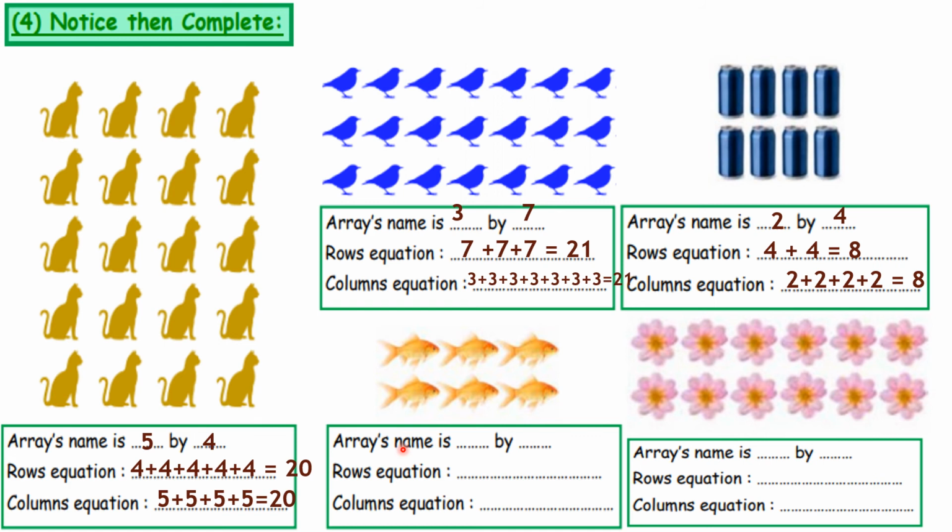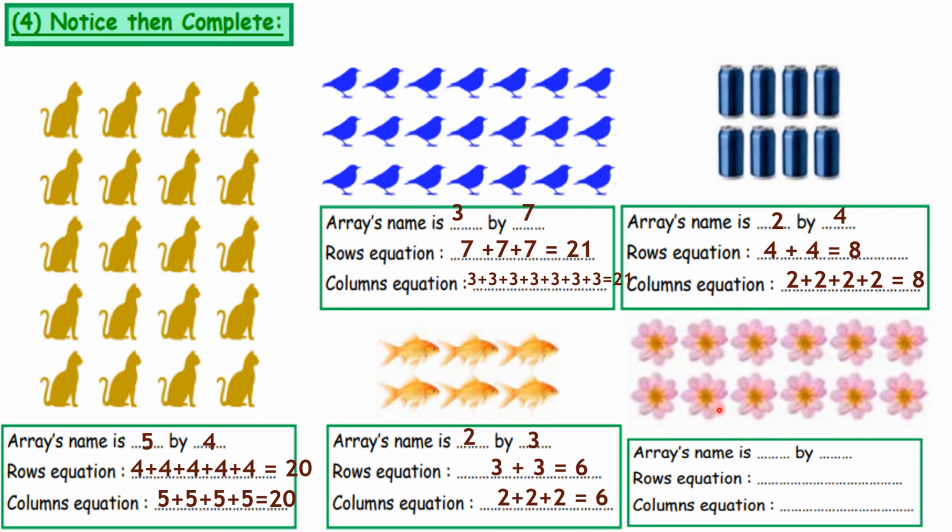Now it's easy and simple for me, so I want you to solve it by yourself. You have here how many rows? Let's count. Yes, it's 2 rows. How many columns? Yes, it's 3 columns as we counted. So, what is the rows equation? Yes, from what we said, it's 2 rows and each row has 3, so it's 3 plus 3 gives me 6. And the columns equation here, very good, we have 3 columns, each column has 2, so it's 2 plus 2 plus 2 gives me 6.